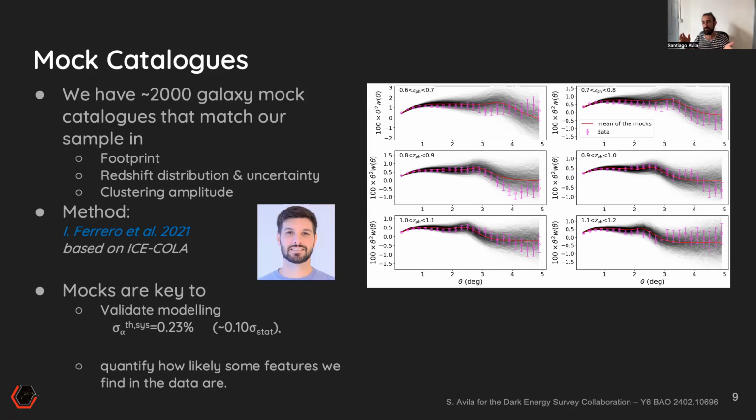So if we find something that we're not sure is by chance or is systematic, we run the same analysis on the mocks, and we find, oh, this actually happens 20% of the time. So this is quite normal. So this is super useful.